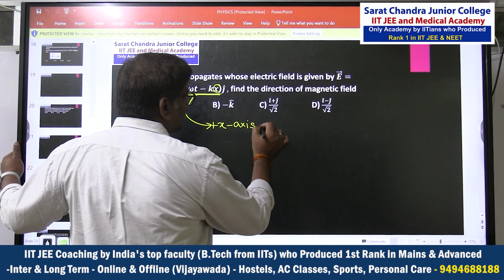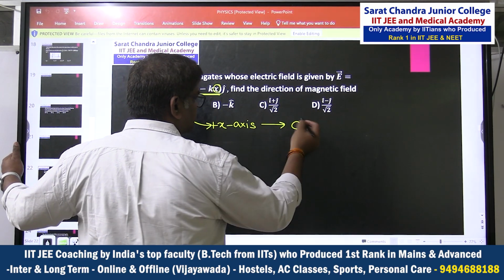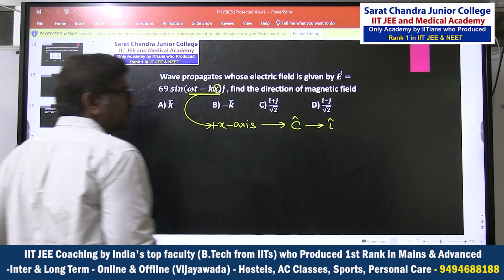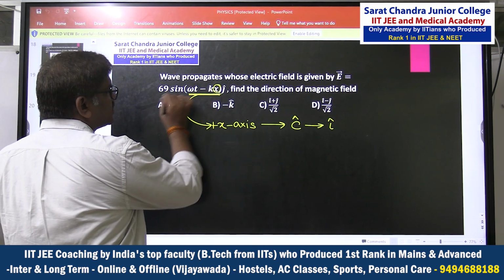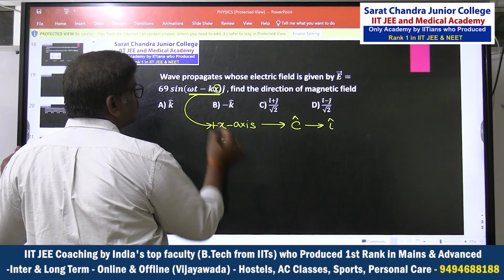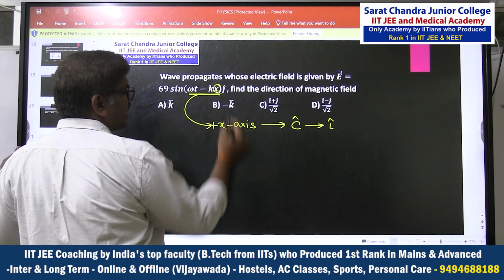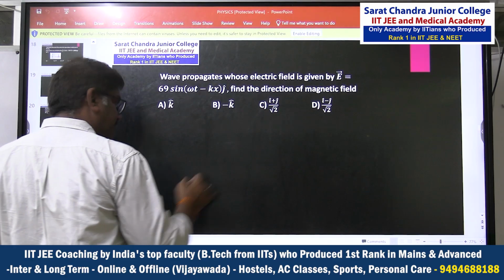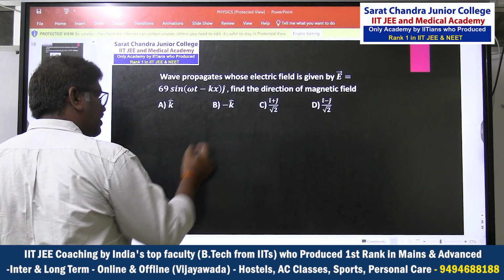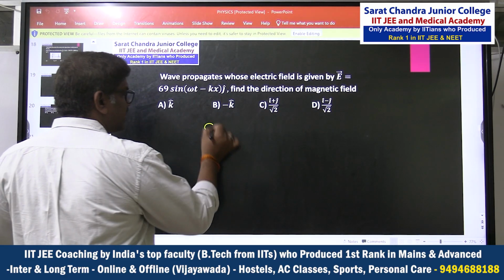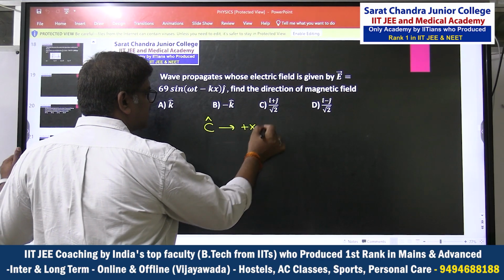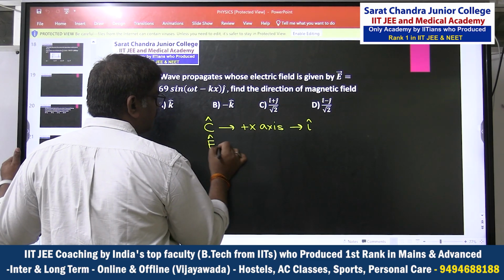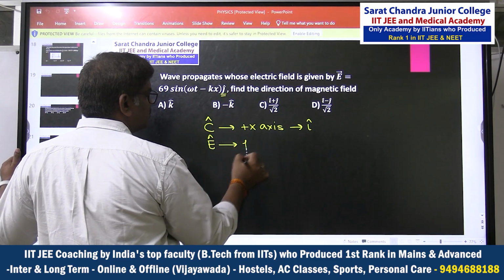That means if this EM wave is moving with the speed of light, then its direction, c cap, will be along i cap. Second, this electric field is given to you as 69 sin of something into j cap. That means the direction of E is also j cap. So the direction of c is i cap, along plus x-axis, and the direction of E, as it is given, is along j cap.